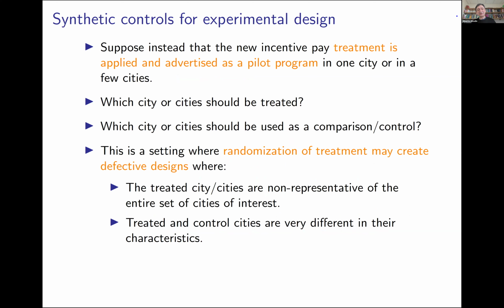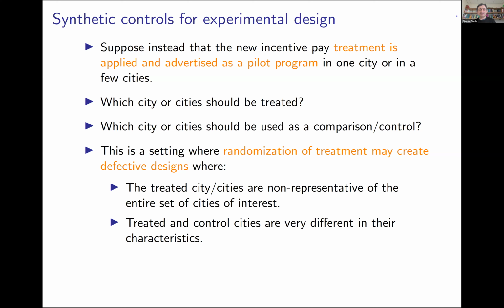So plan A discarded and plan B discarded, and they start to think about what they can do instead. And what they come up with is, okay, we cannot do either of these two things, but we could go to one city and advertise this pilot program and apply it in this city, either in one city or a small number of cities, and see what happens there.